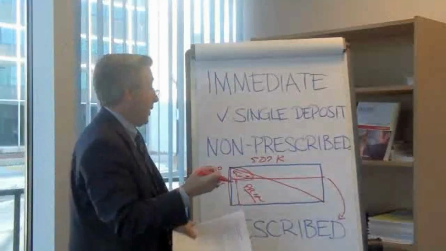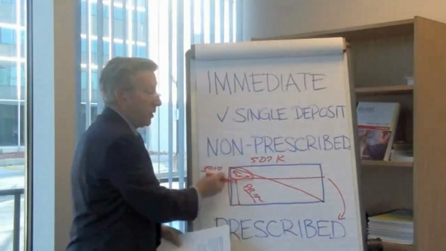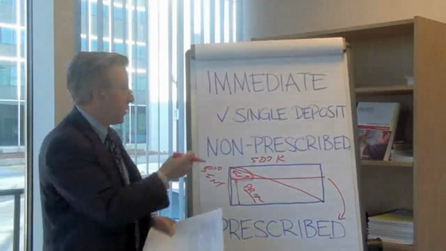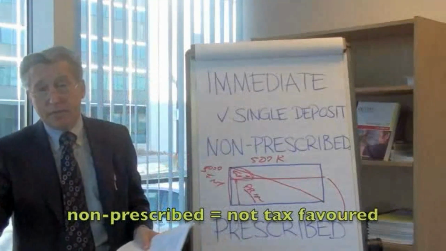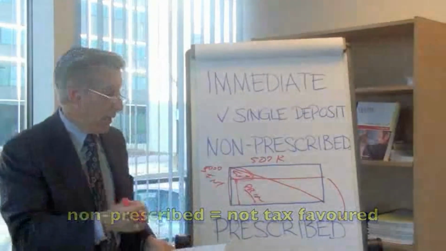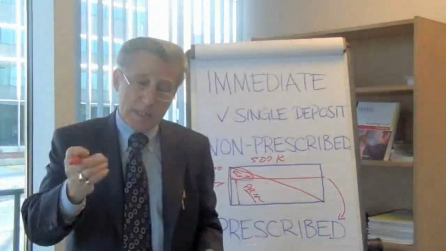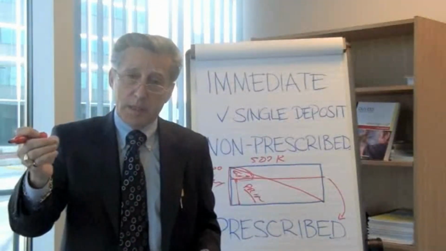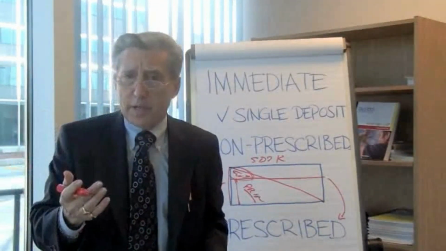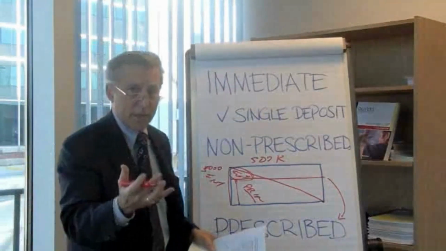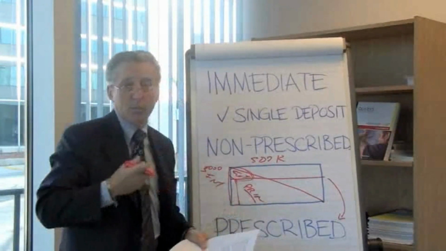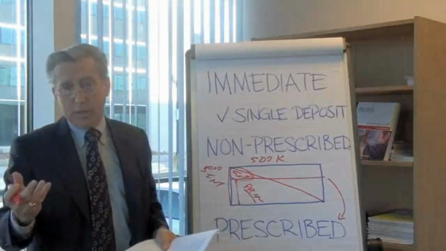So the moral of the story, basically, the difference between these two, and what you have to remember, is that a non-prescribed annuity is not tax favored. A prescribed annuity is tax favored because you're going to be paying less tax on a yearly basis. So therefore, it gives you higher cash flow. So that's the essence of it: a prescribed plan gives you better cash flow because it is more tax favored.